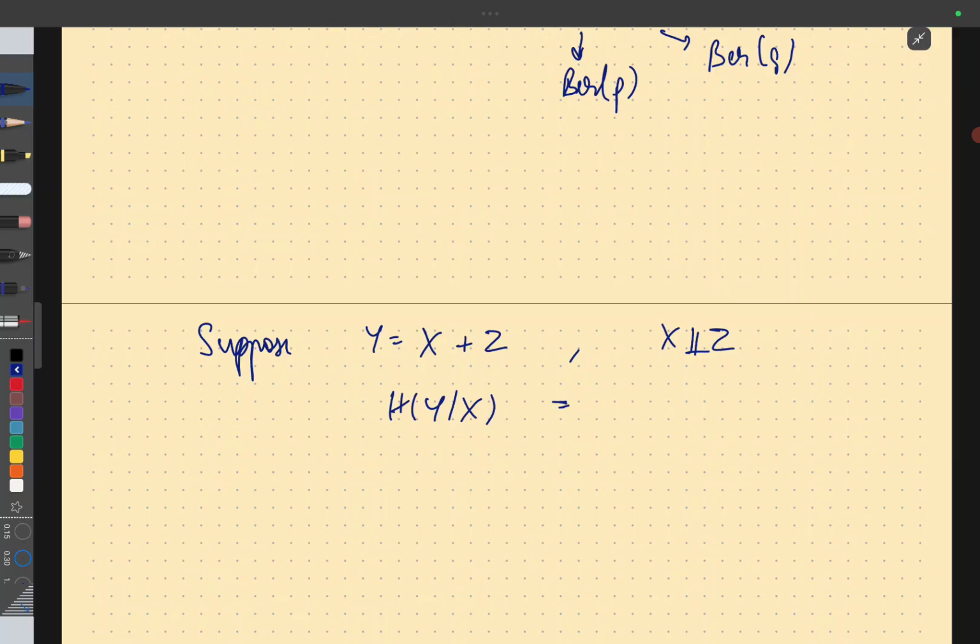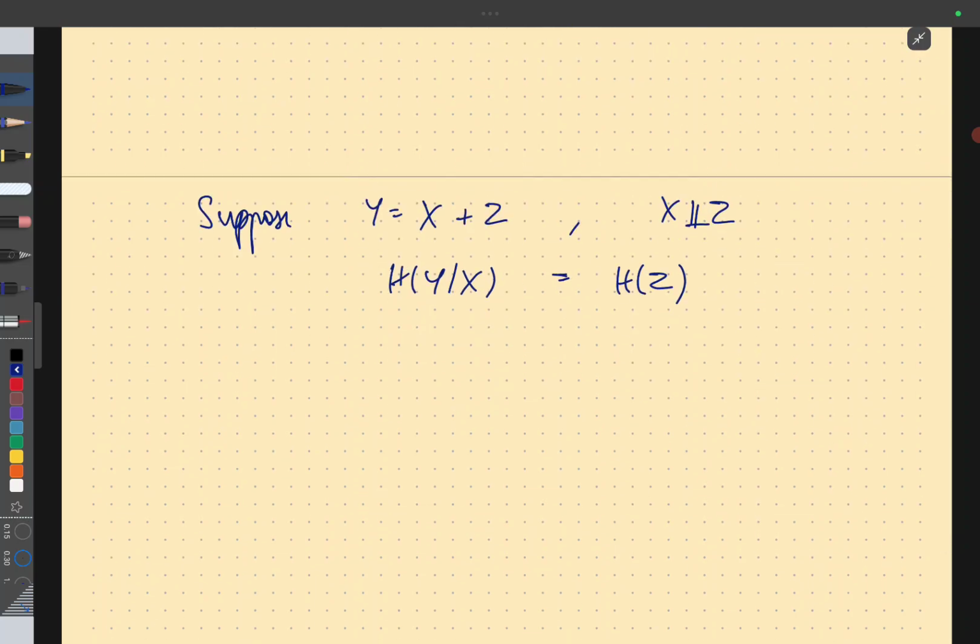Because if I tell you X, then the residual uncertainty in Y should be just the uncertainty that is coming because of Z. Because X and Z are independent of each other. That's something very important to keep in mind. X and Z are independent. So in this case, intuitively, this should be equal to h of Z. That would be our first guess. Right? Intuition is not enough. We want to prove this.